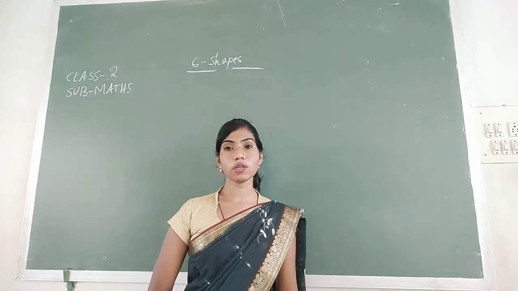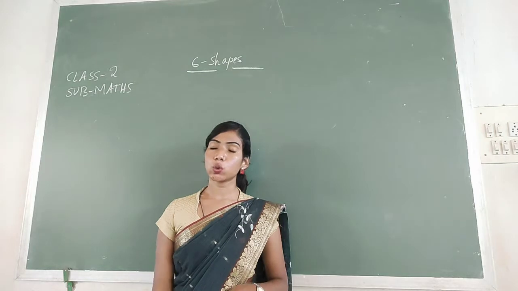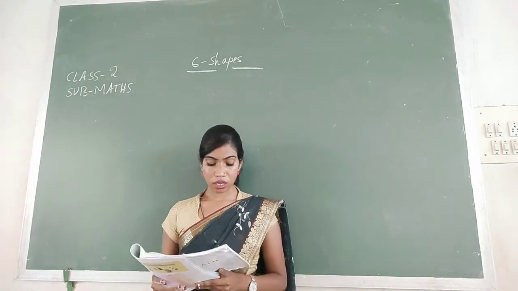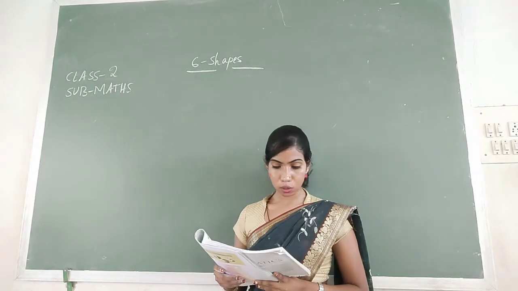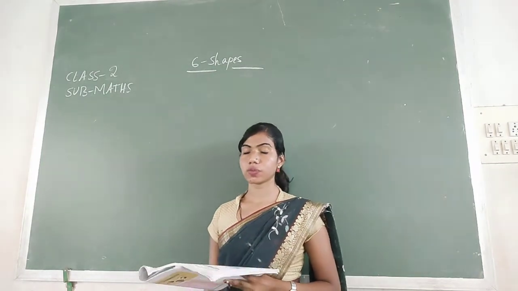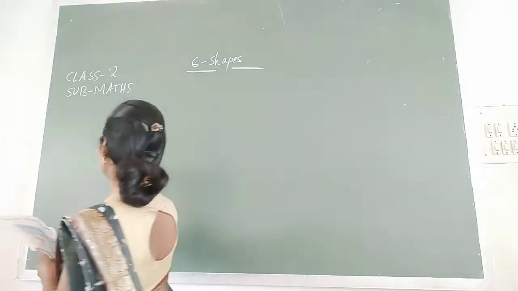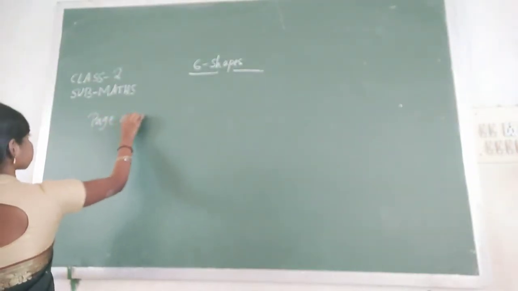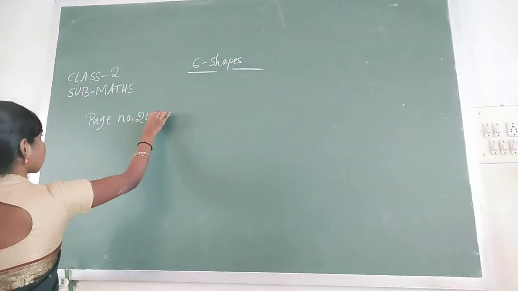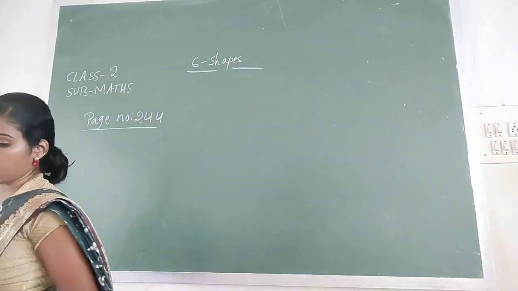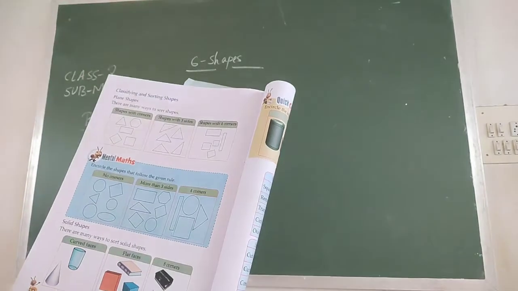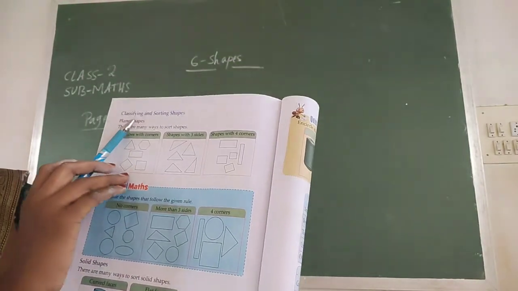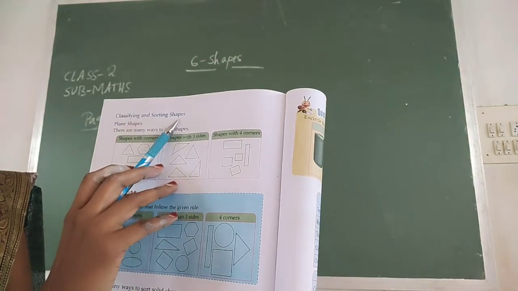Children, already we have learned about the two-dimensional shapes and three-dimensional shapes. Now come to page number 244. Page number 244, classifying and sorting shapes.